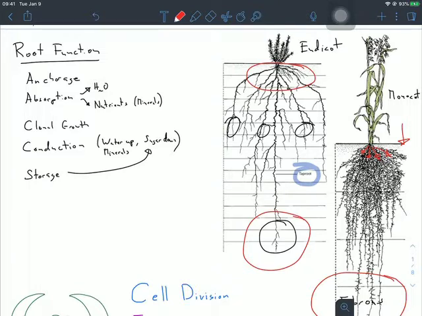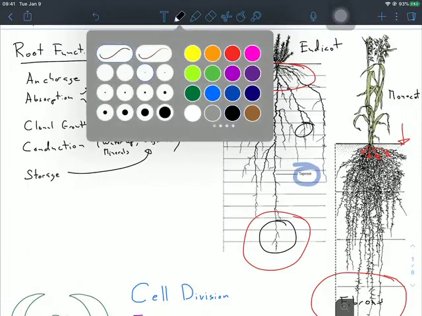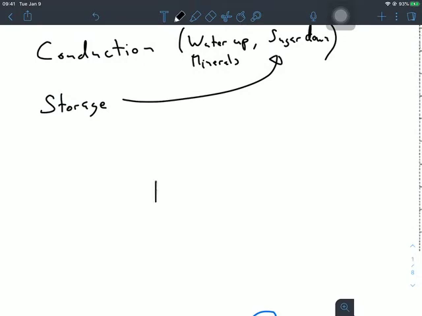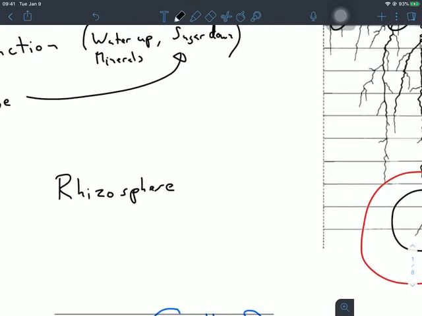Now, when we take a look at taproots and fibrous roots and all of the soil attached, we therefore describe the rhizosphere. The rhizosphere is the volume, so all the material, of soil around the root.